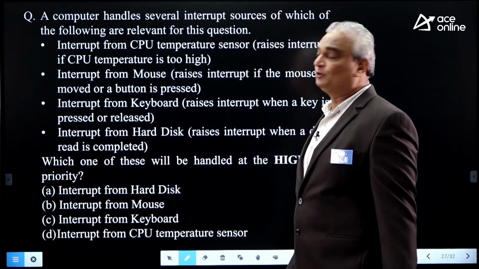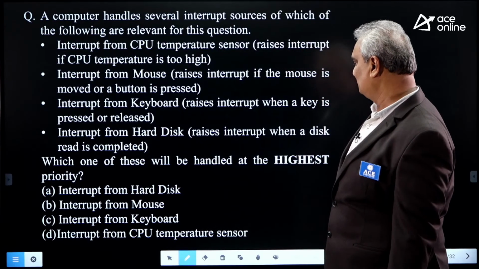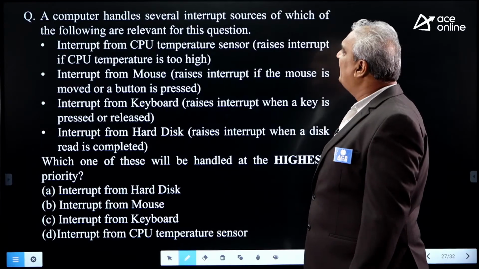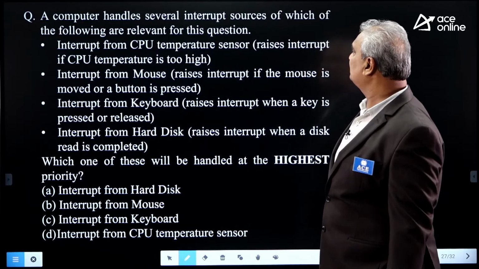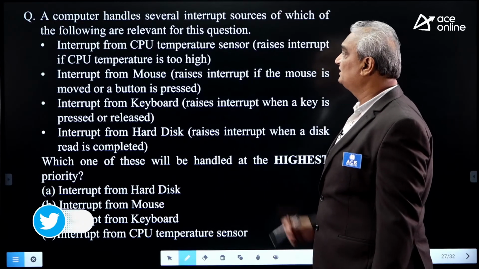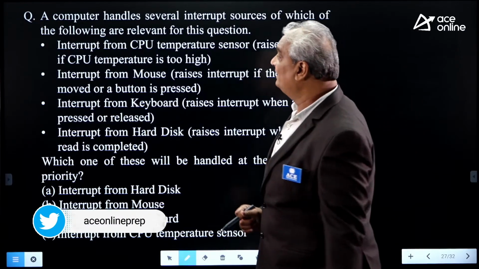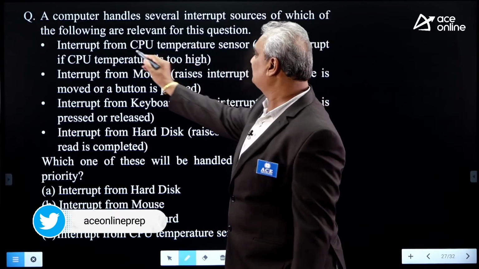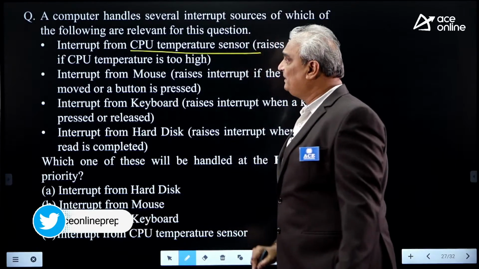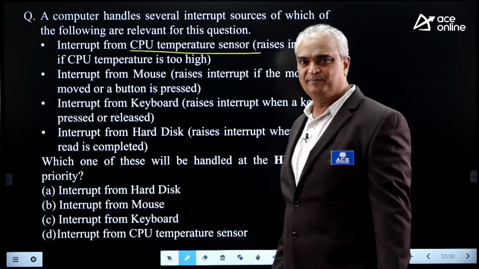Next, 2011 GATE question, excellent question it was. A computer handles several interrupt sources, of which the following are relevant for this question. First one, interrupt from CPU temperature sensor, raises interrupt if CPU temperature is too high.